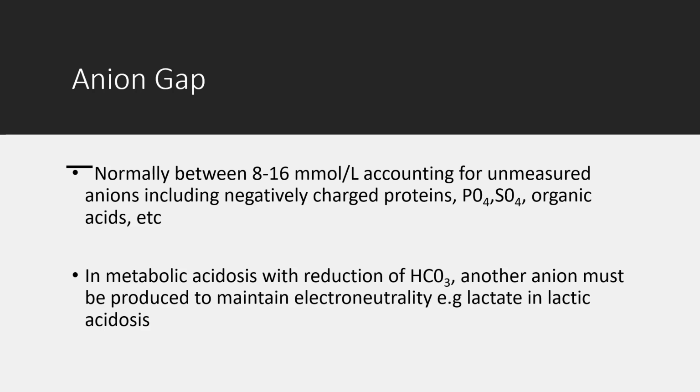In metabolic acidosis, there is a reduction in the amount of bicarbonate in the blood. The medical condition causing the metabolic acidosis must produce another negative ion to maintain electroneutrality in place of the lost bicarbonate. For example, in lactic acidosis, there is a lot of lactate being generated, which is a negative ion to replace the negative bicarbonate which is being lost. Therefore, even though there is a loss of bicarbonate, there is a replacement of the bicarbonate by another negative ion in order to maintain electroneutrality in the blood.